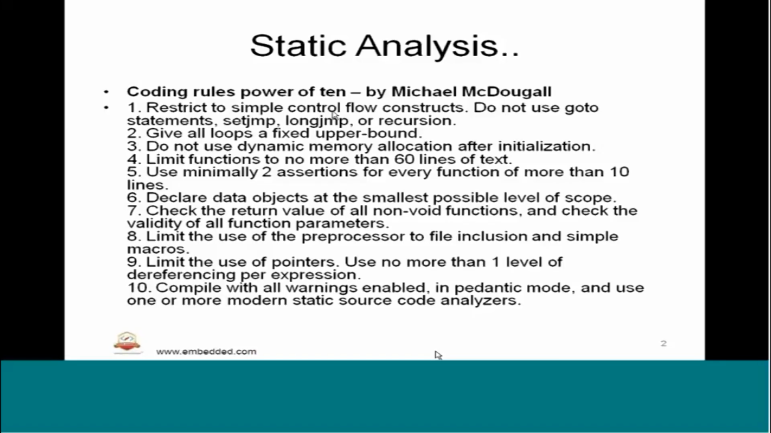That's what it means. The first rule is about do not use goto statements, setjmp, longjmp or recursion. So it is recommended to avoid these things. Second rule, these are called golden rules by Michael McDougall. So the second rule is about give all loops a fixed upper bound.